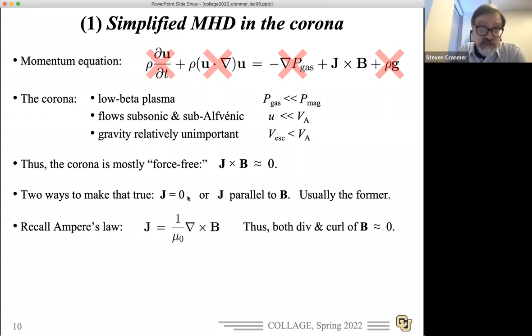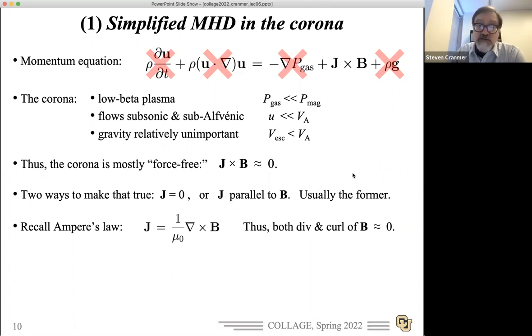If that's true, there's several ways to make that happen, right? You can have a zero current, you can have J equals zero, or you can have J parallel to B, right? Then their cross product would be equal to zero. And both of these things happen on the sun, right?